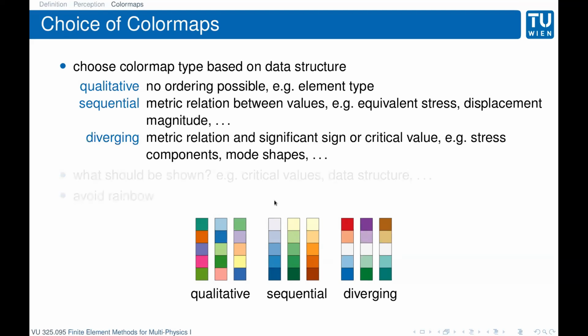And the same holds for diverging color maps. However, they should be used especially if there's a significant sign or critical value. For example, stress components, they can be positive or negative, and it might matter if they are positive or negative. So you want to make sure that the zero value is actually in the white, so to say, where the two sequences match.